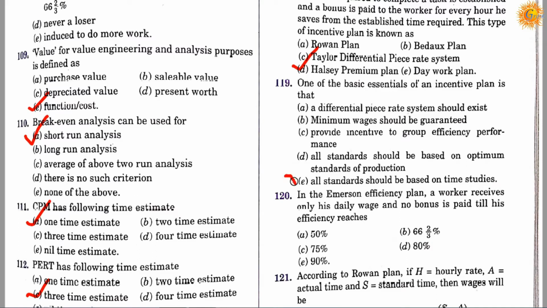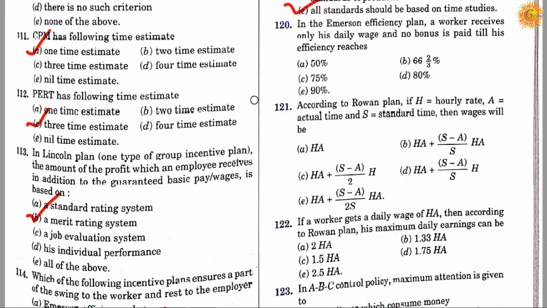So the correct answer is E. It means one of the basic essentials of an incentive plan is that all standards should be based on time studies. Question number 120.